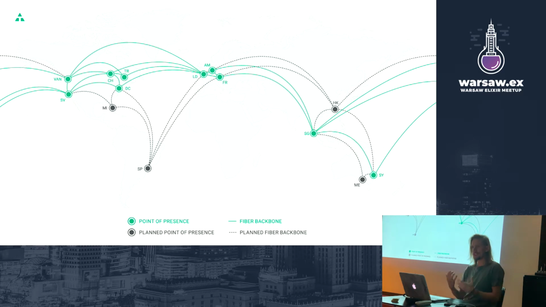Why observability? Just to give you some context, this is a map of the private fiber backbone network that we have at Telnyx. We run multi-cloud, multi-site, and we also run on bare metal. We have private fiber connections, and we run microservices, lots of them.